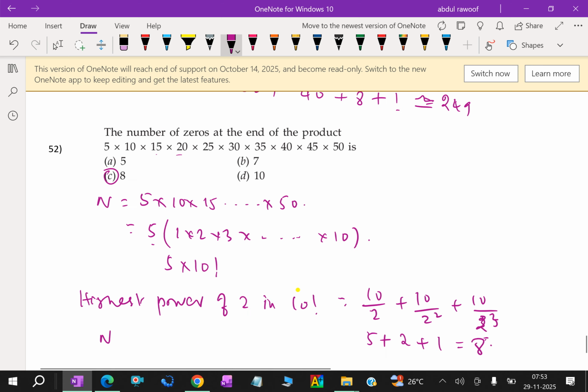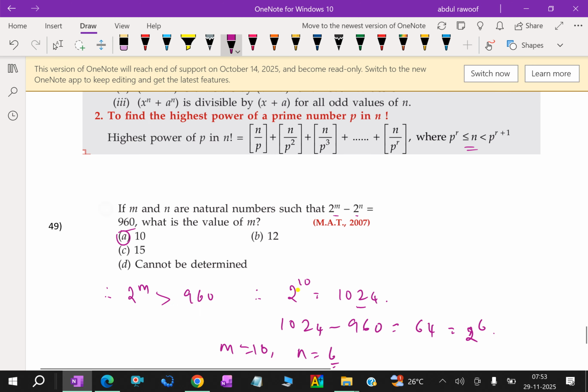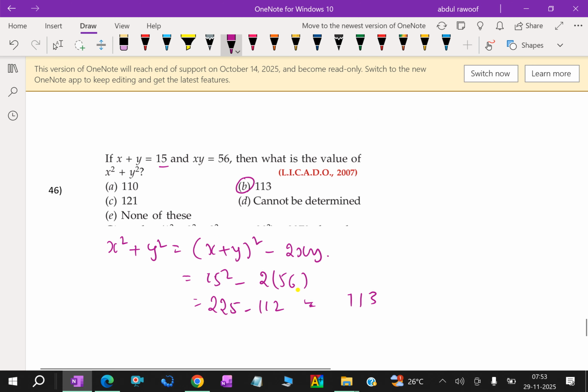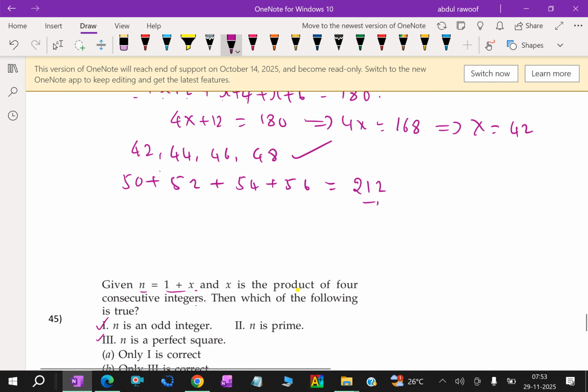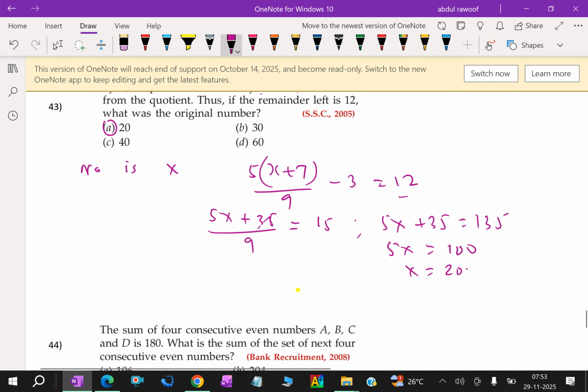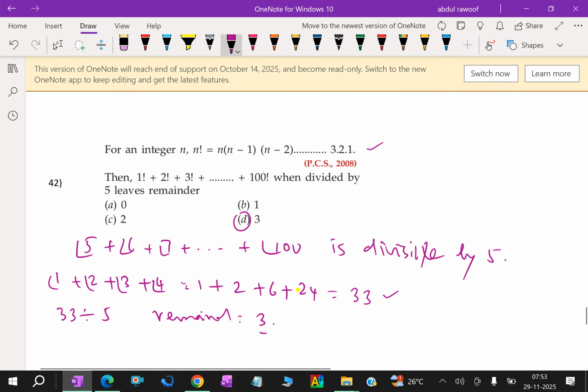So far we discussed quantitative aptitude, some problem solving regarding numbers.